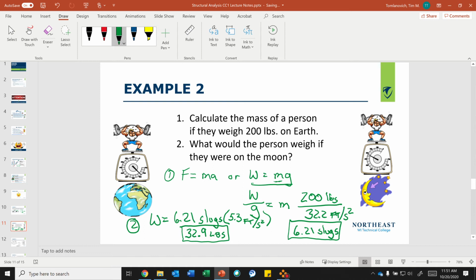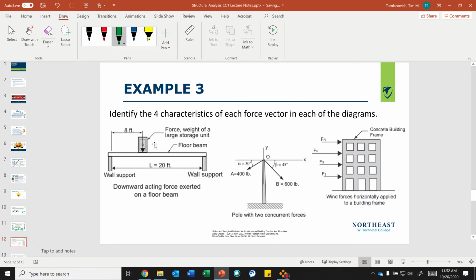This uses Newton's second law, force equals mass times acceleration. Because force is directly proportional to acceleration and mass is inversely proportional to acceleration, we can rearrange this equation to solve for one or the other. Example 3, identify the 4 characteristics of each force vector in each of the diagrams.